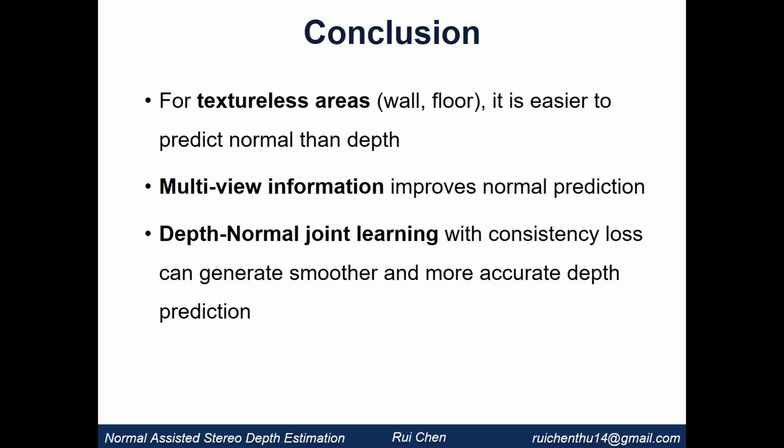Here's the conclusion of this work. For textureless areas, it is easier to predict normals than depths. The multi-view image information can improve the normal prediction accuracy. Also, the depth normal joint learning with consistent loss can generate smoother and more accurate depth prediction.